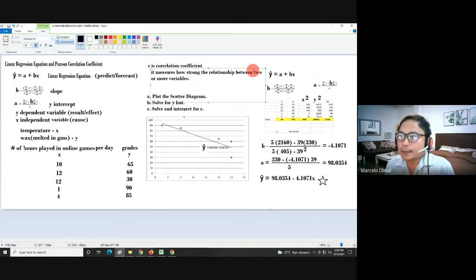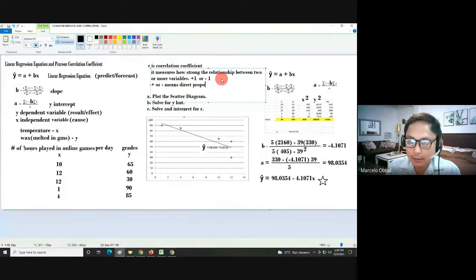Now, the highest number that you can get in R is positive or negative 1. Okay? Ibig sabihin, kapag positive 1 siya, perfect correlation. Okay? Kapag negative 1 siya, perfect correlation pa rin, pero negative. The sign, positive and negative, means direct proportion ba? Kung tataas yung isa, tataas yung isang variable? Or is it reverse? Okay? Relationship.